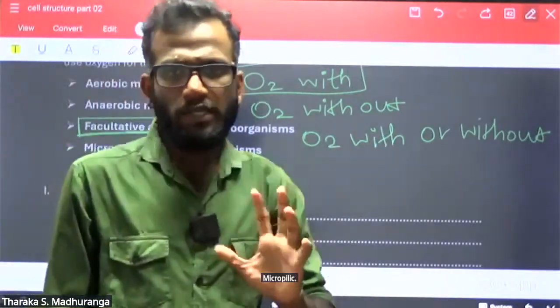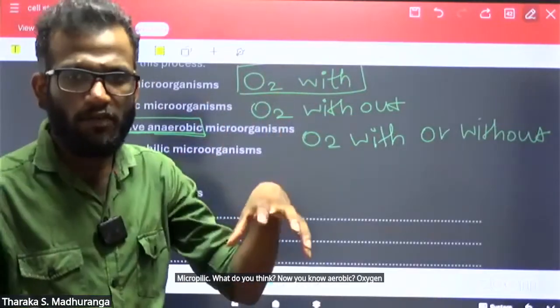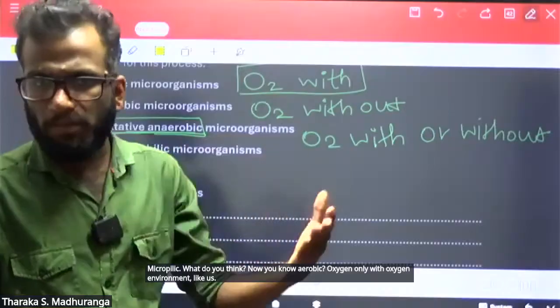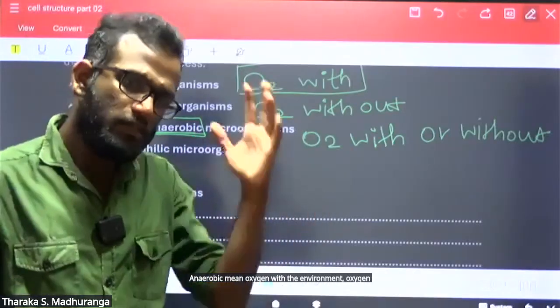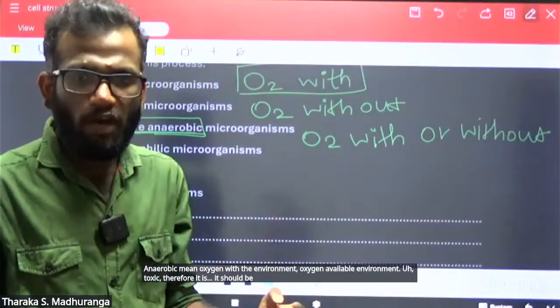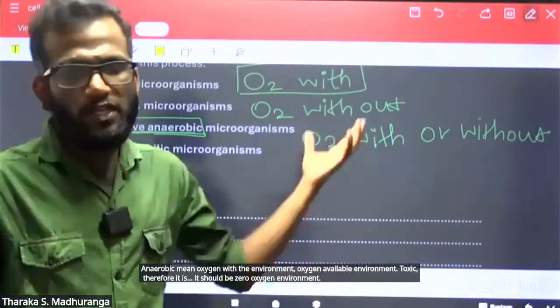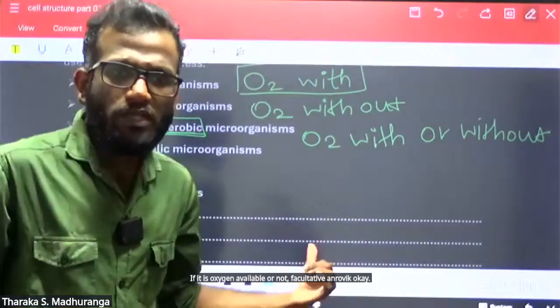Microphilic. What do you think? Now you know aerobic means only with oxygen, an oxygen environment like us. Anaerobic means oxygen is toxic, therefore it should be a zero oxygen environment. If it can live with or without oxygen, it is facultative anaerobic, okay.